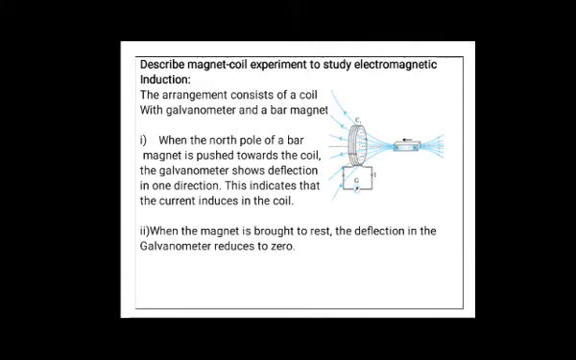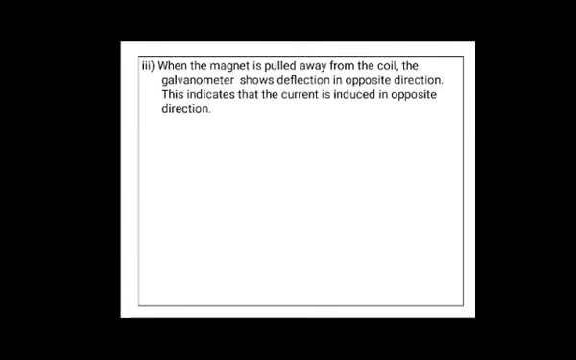Okay. When the magnet is brought to rest, now immediately instead of taking it out of the coil, keep the magnet like that only. When it is at rest, the deflection in the galvanometer reduces to 0. When the magnet is pulled away from the coil, the galvanometer shows deflection but in the opposite direction. So this indicates that current is induced but in the opposite direction.